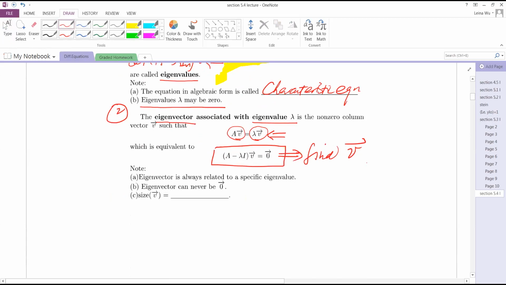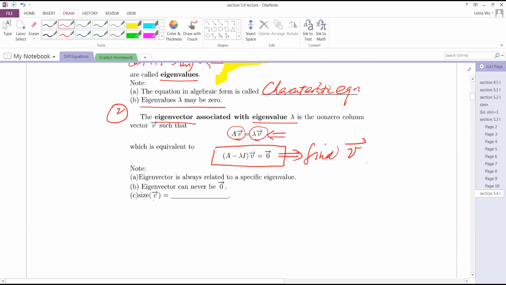All right, so there are a few notes. First of all, as we mentioned, eigenvector is always related to a specific eigenvalue. They need to be specified, which eigenvalue your eigenvector is related to. Secondly, the vector V here, which is the eigenvector, can never be the 0 vector. So we don't have a 0 eigenvector, but we do have a 0 eigenvalue. 0 eigenvalue is quite common, actually.